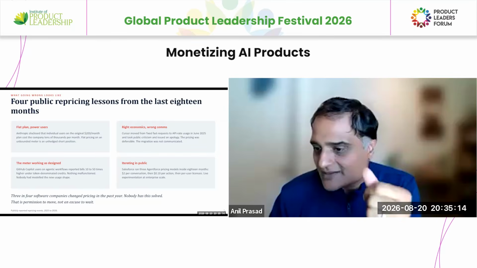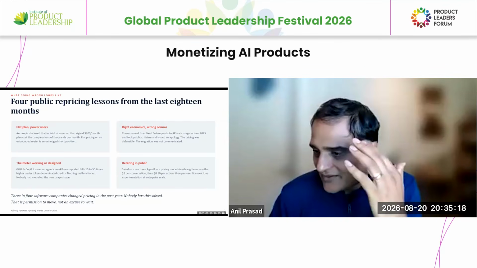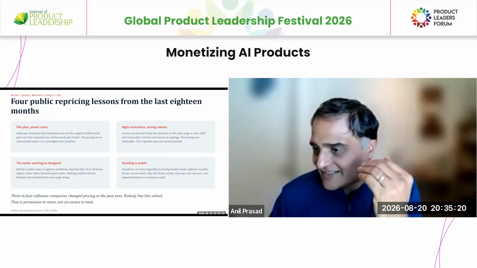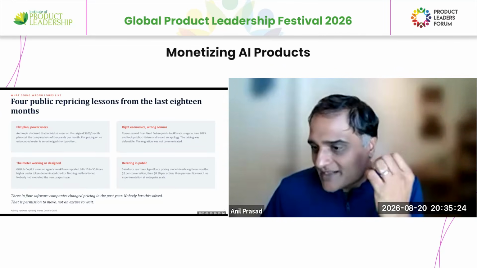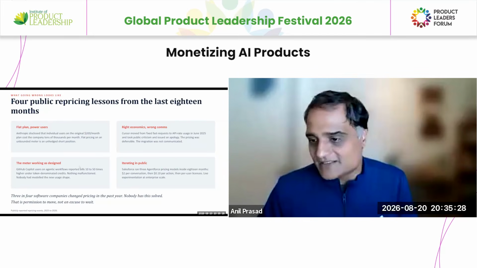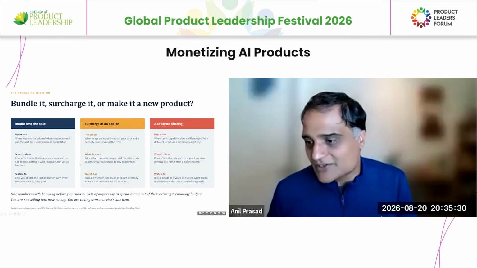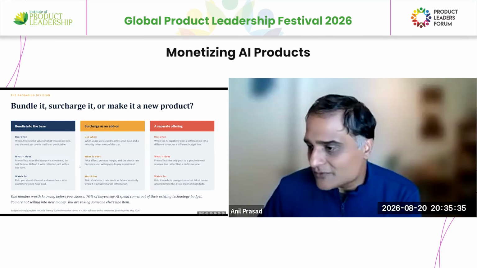So Anthropic, Cursor, GitHub, and Salesforce reported on their pricing and what it resulted in for them. Those are the public repricing lessons that came out from these four companies. That's a good one for us to understand. Now let's move on to the decision for packaging.